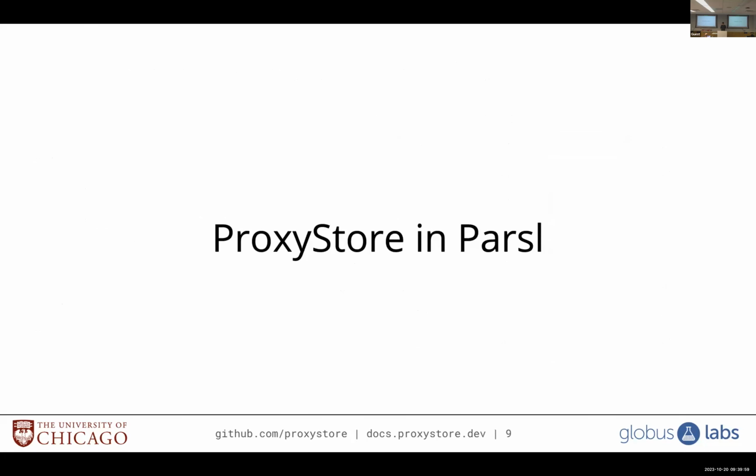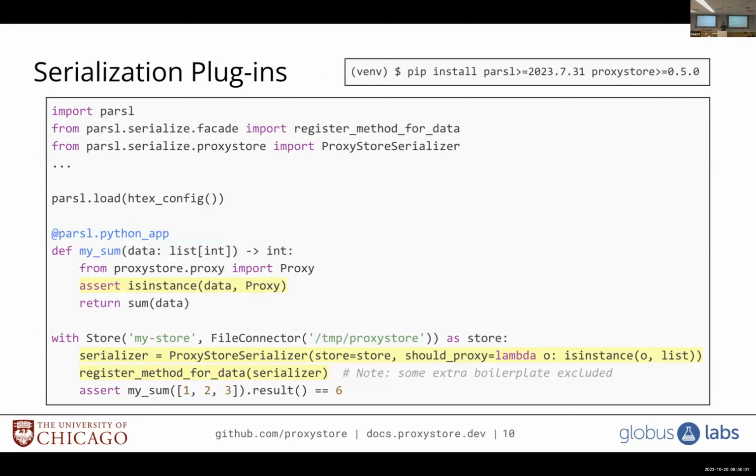So how do you use ProxyStore and Parsl? Well, there's a whole bunch of ways, but I want to shout out some work that Ben has been doing on serialization plugins in Parsl. Out of the box now, Parsl has a ProxyStore serializer, which you can use to replace the default serialization that Parsl gives you. What this will do is take your task inputs and outputs, put those into ProxyStore, and then serialize just the lightweight proxy along with your task.